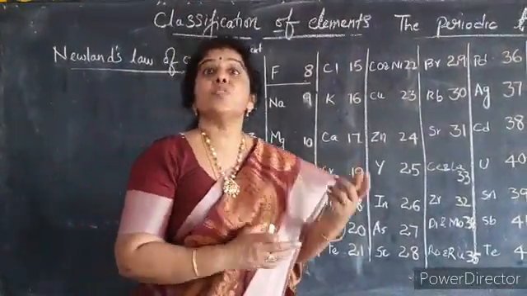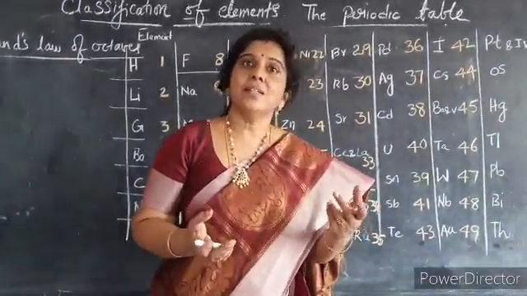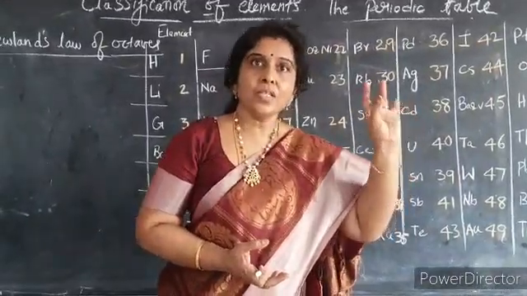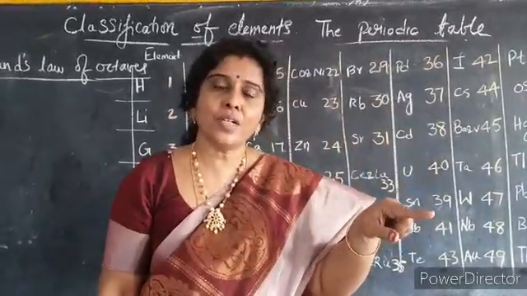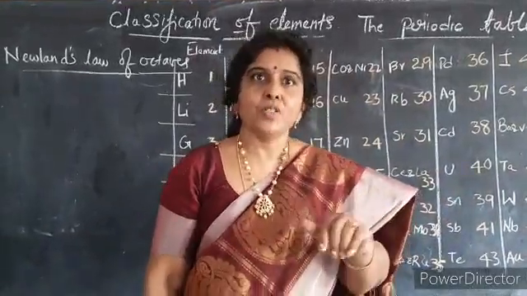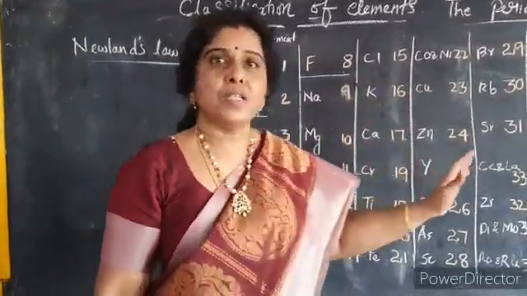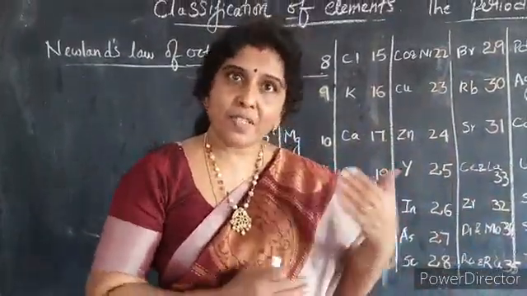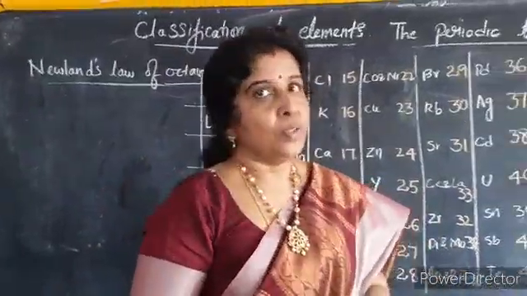So just like the music notes, you all know very well. What are the music notes? Sa, Re, Ga, Ma, Pa, Da, Ni, Sa. So Sa is the 8th note. The first note is Sa, again the 8th note is Sa. And the next scale will again start with the first note Sa. So just like that, every 8th element will repeat the properties of the first element. Even in the West we have the same scale or notation. Every 8th note will resemble the first note.